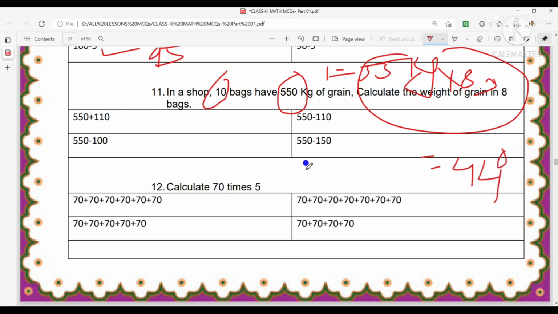So 440. So 550 minus 110 equal to 440. This one will be the right answer. This one, first one. Well, second one, 550 minus 110.